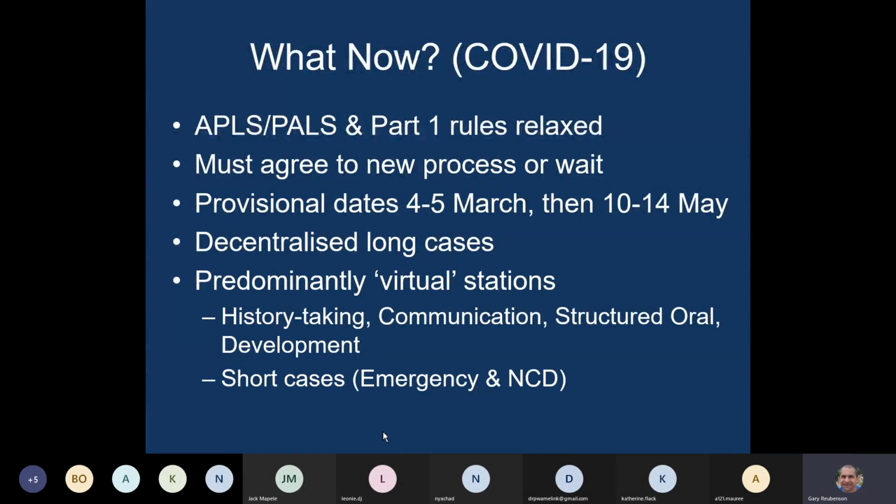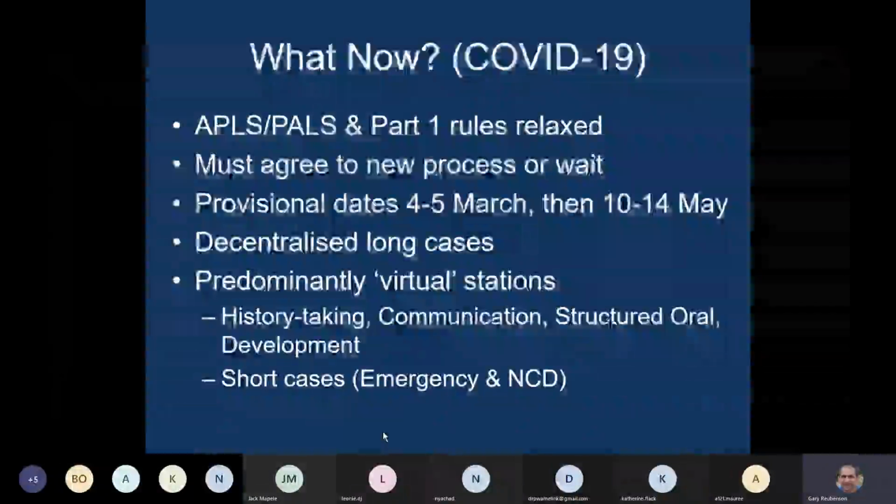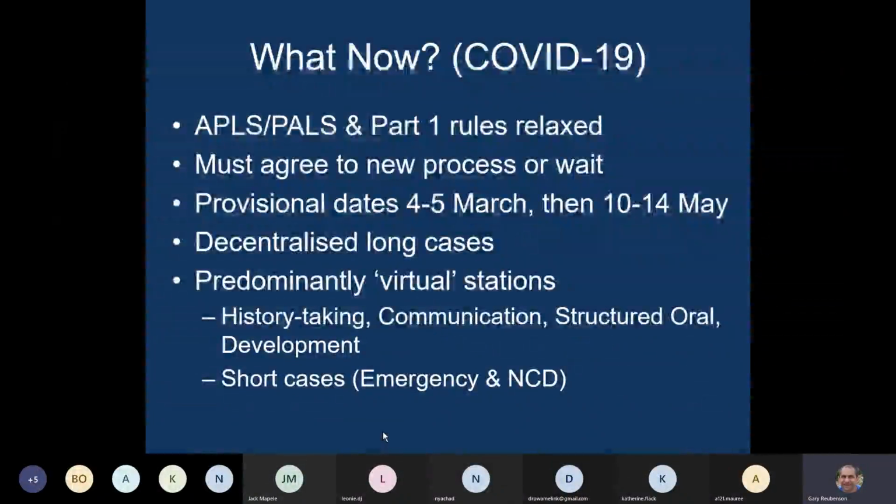The short cases are slightly different, and one of them will be an emergency short case and one will be a non-communicable disease short case. Almost like the structured oral, you'll be given a little bit of information and you'll need to evaluate that information and indicate what you're going to do next, but it's going to be much more about, for example, the clinical stuff. So as if it were a short case.